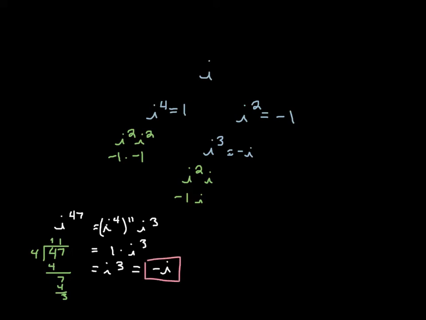Let's try the same thing with something a little smaller, a little easier to deal with. I to the 17th. Okay, how many times does 4 go into 17? 4 goes into 17 4 times, with the remainder of 1. So I to the fourth was equal to 1. So 1 to the fourth power is 1. 1 times 1 times 1 times 1 is 1. So we're left with I to the first, which is just plain old I. So I to the 17th is the same thing as I.